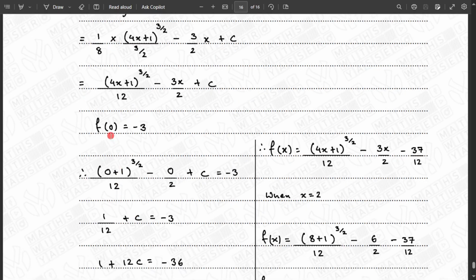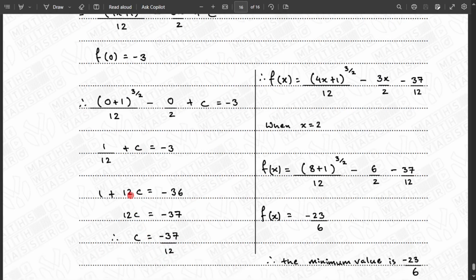So f(0) is negative 3. That means we can substitute the value 0 into x, and we get (0 plus 1) to the power 3 by 2 over 12, because 4 times 0 is 0 and 3 times 0 is 0. So 0 plus 1 over 12 plus c is equal to negative 3. Simplifying further, you will get c is equal to negative 37 over 12. So f(x) must be (4x plus 1) to the power 3 by 2 over 12, minus 3x by 2, minus 37 by 12.